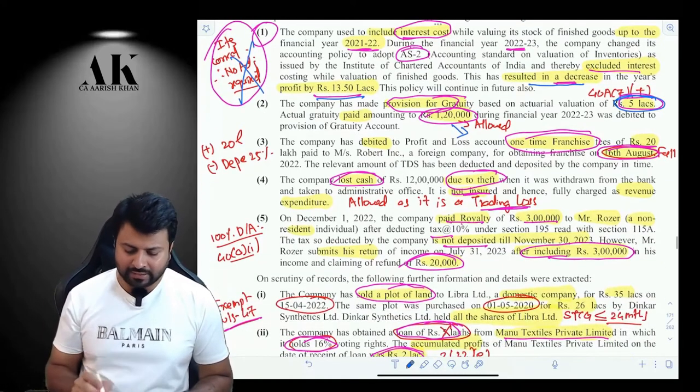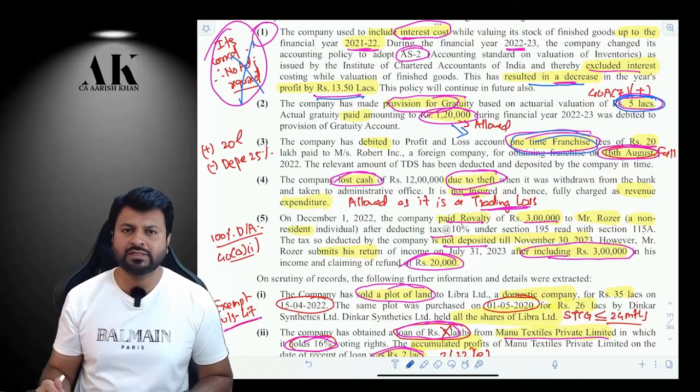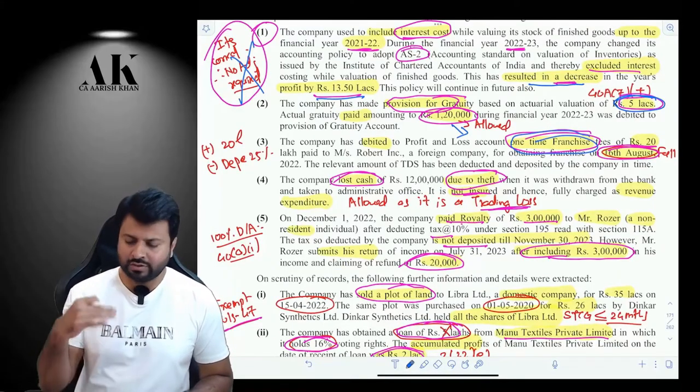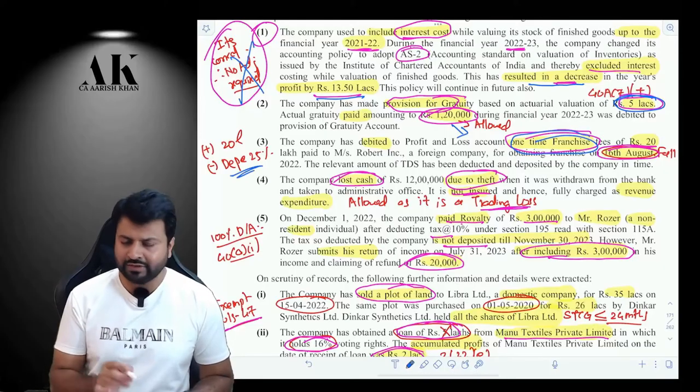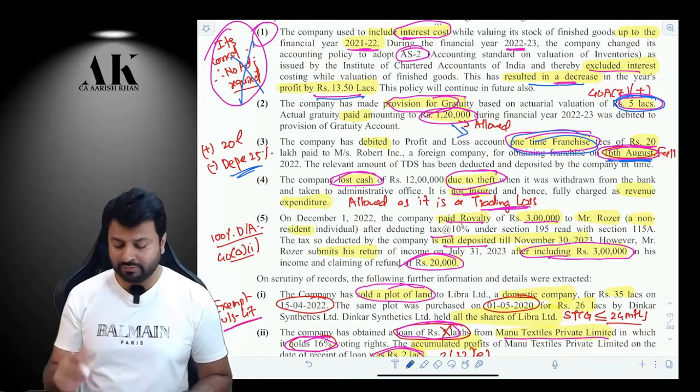Next, the company has paid some one-time license fees, franchise fees. That is your intangible asset. So you have to add back this 20 lakhs and you will remove 25% depreciation on the same, and you will claim full depreciation because the asset is used for more than 180 days.